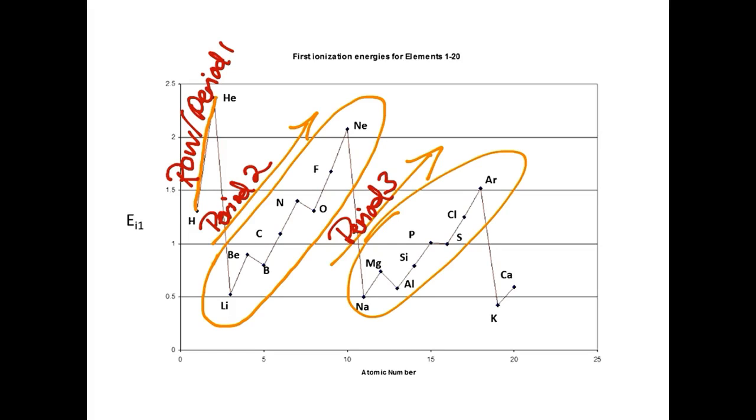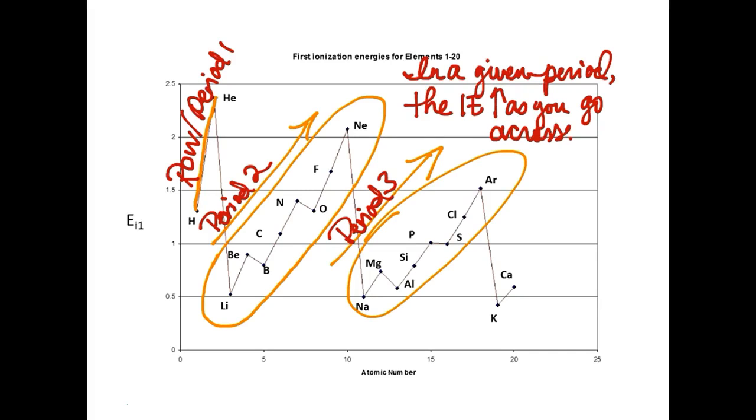A higher ionization energy means it's more difficult to remove the electron. It gets progressively more difficult. So in a given period, the ionization energy increases as you go across, implying that it gets harder and harder to remove that valence electron.